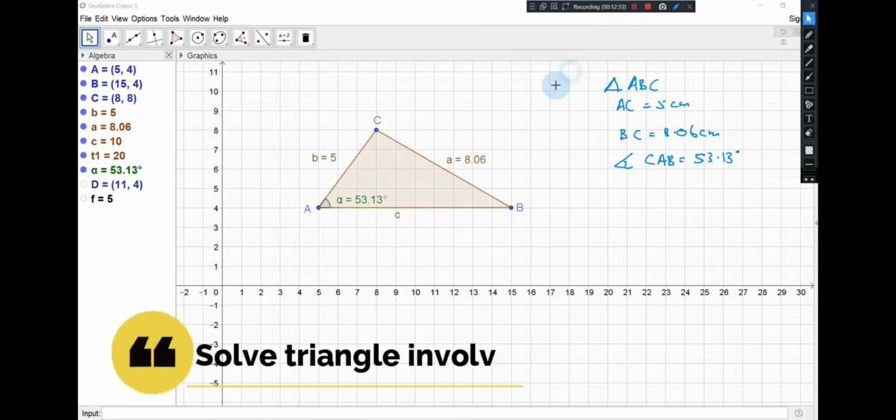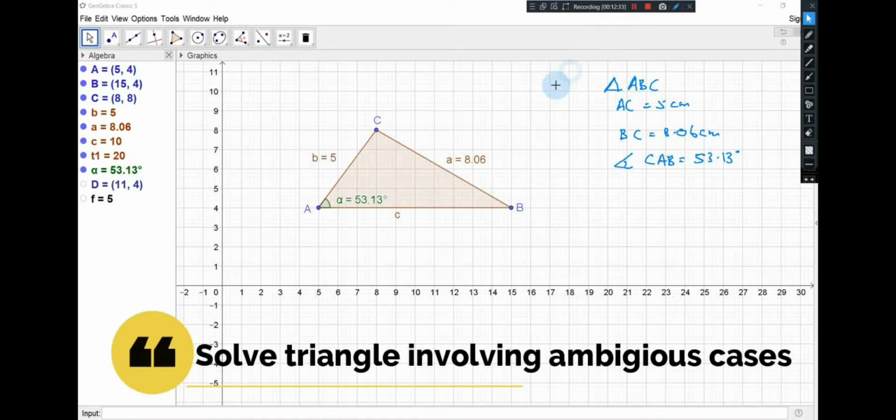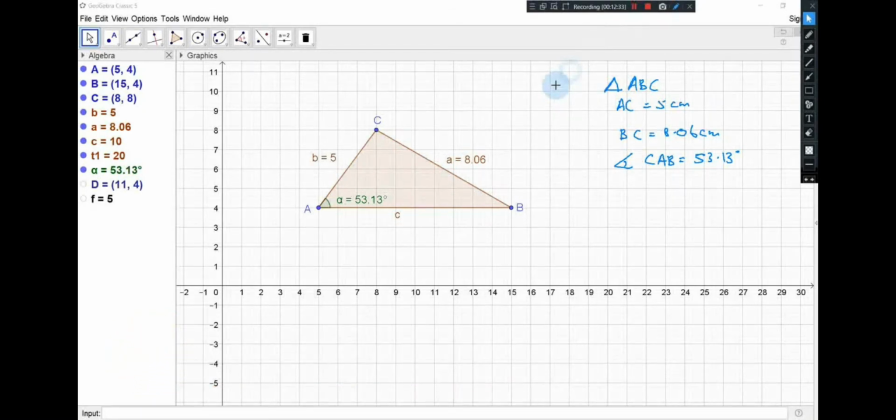Let me explain a little bit about the ambiguous case first. Let's look at this example. Let's say the question tells you that we have a triangle ABC, AC is equal to 5 centimeters and BC is equal to 8.06 centimeters, and the angle CAB is equal to 53.13 degrees, for example. This length is longer than this one. So in this situation, there's only one triangle that we can form, which is this one. So this is not an ambiguous case.